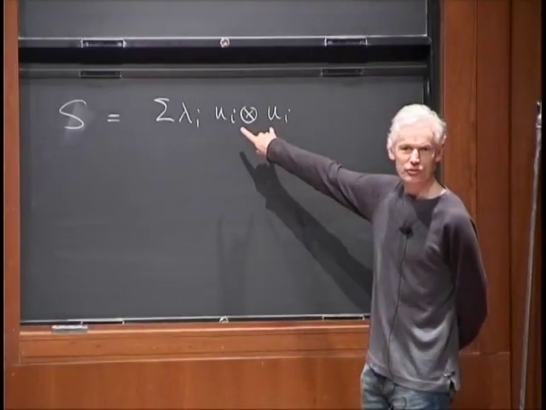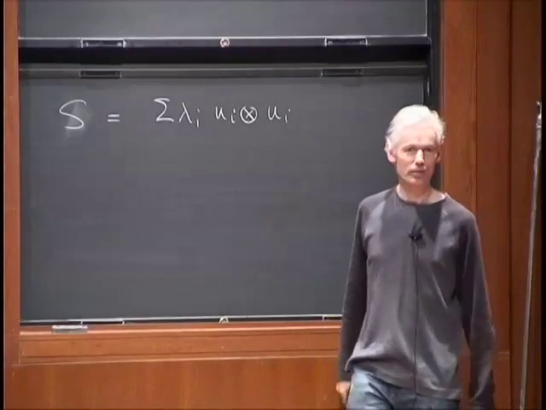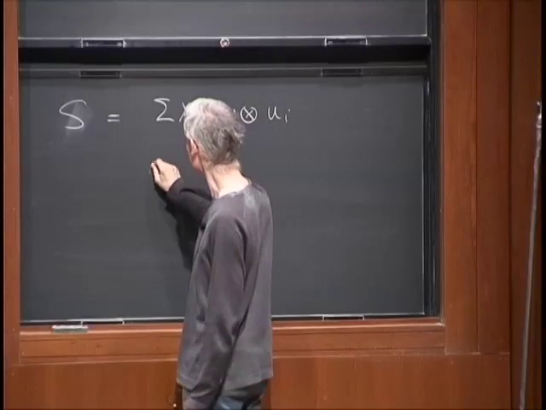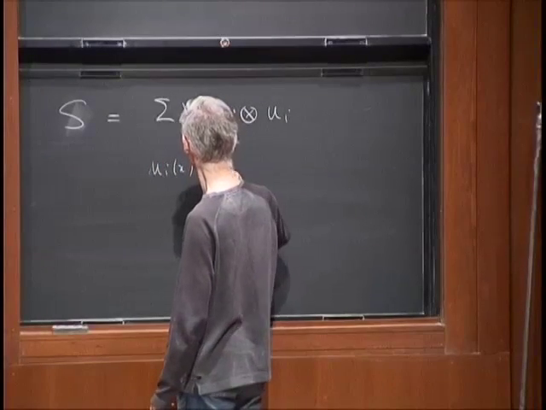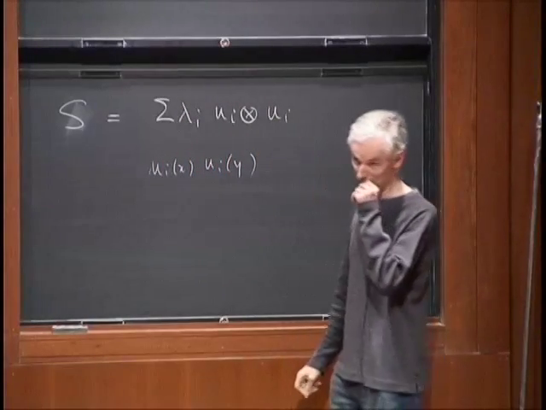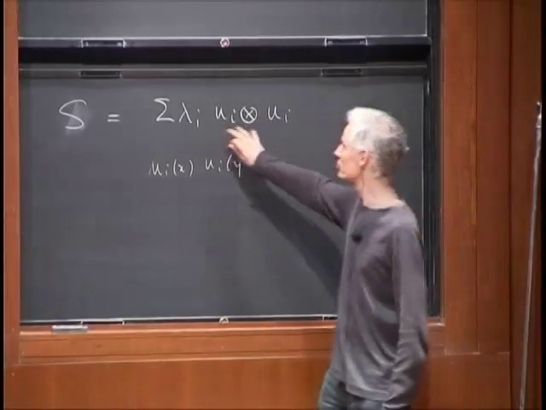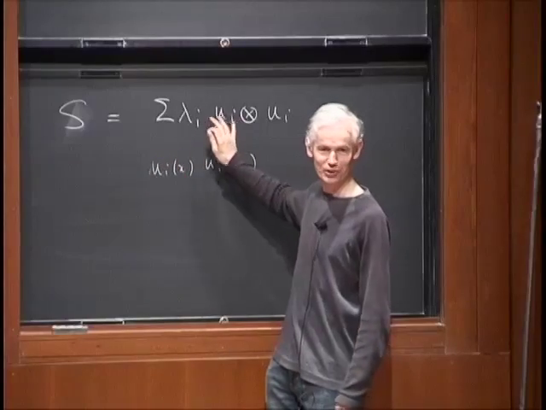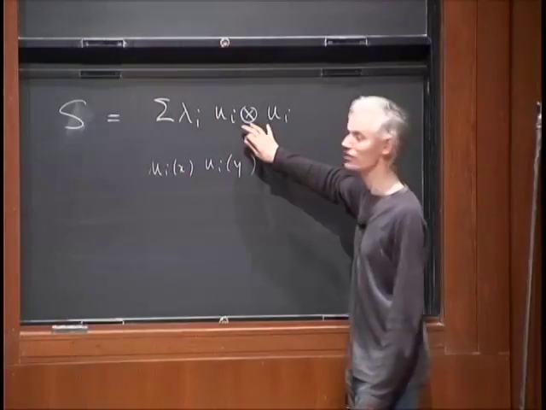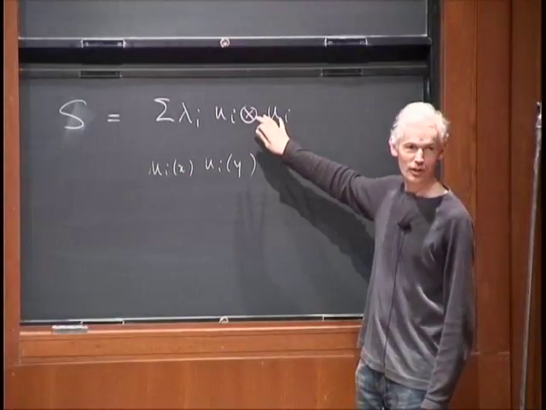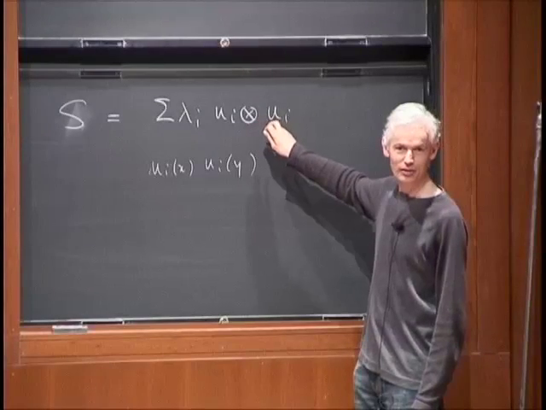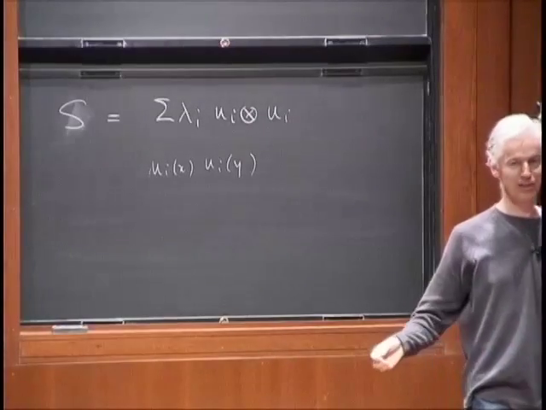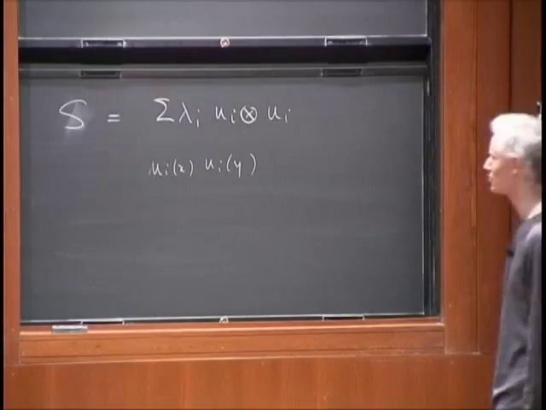What do I mean by this notation? I mean the matrix whose x-yth entry is u_i(x) u_i(y). If you want to convince yourself of this equality, just apply it to one of the eigenvectors u_i, and you find that you do indeed get lambda_i times u_i. And therefore, by linearity, the matrix really is what it's supposed to be.